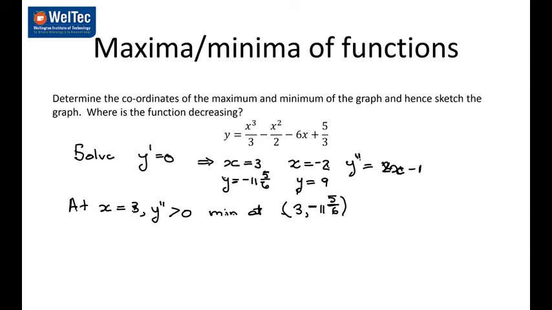And then we need to look when x is negative 2. And remember, we're looking at the second derivative. So we're going to put negative 2 into 2x minus 1, and we find that the second derivative is negative there, which tells us we've got a maximum at that point. Which is what we thought anyway.